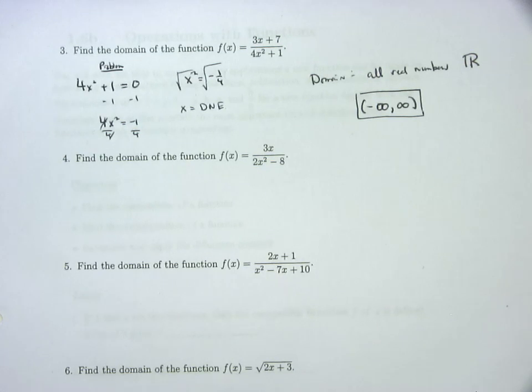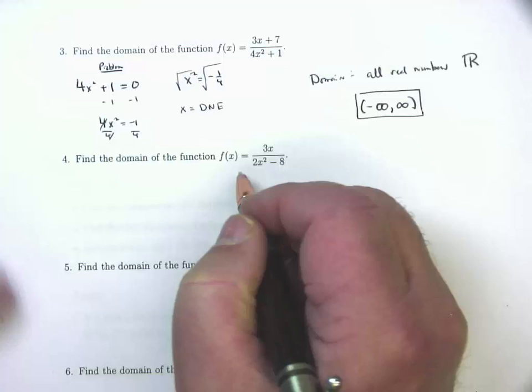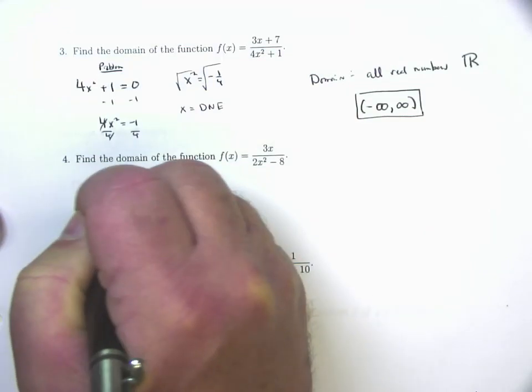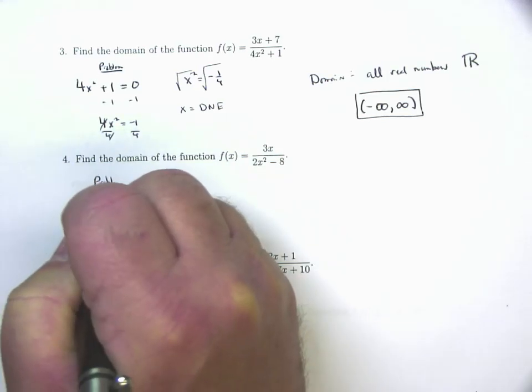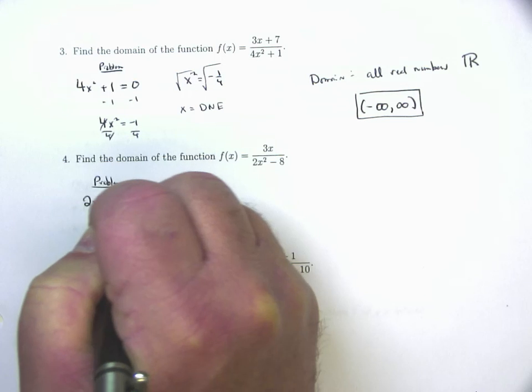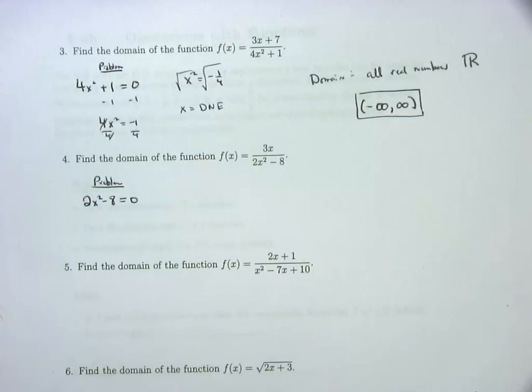However, look at the next guy. Same kind of problem here. f of x equals 3x divided by 2x squared minus 8. Same question, find the domain. Well, again, it's real obvious. My function is a fraction, so I got to worry about dividing by 0. Okay? So, take my denominator, once again, identifying the problem, and that is 2x squared minus 8. I'm going to set it equal to 0. I'm going to find out where my problem is at.